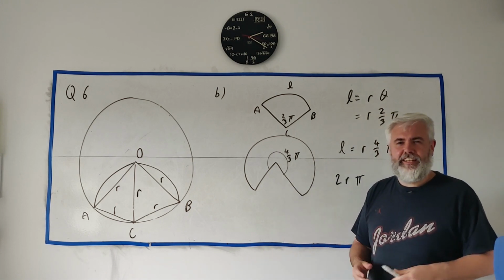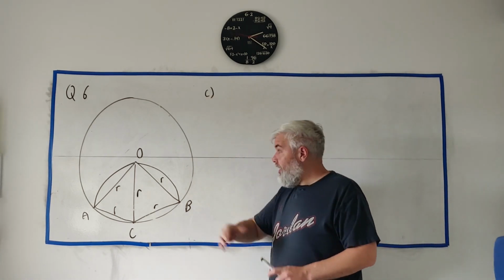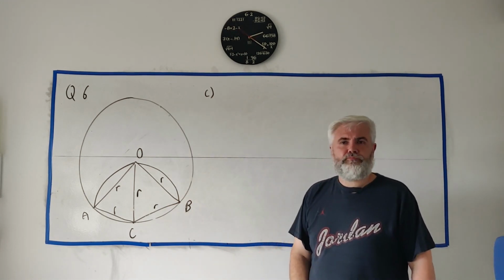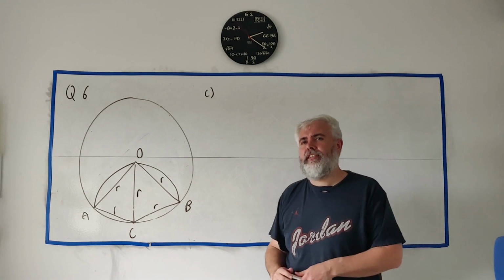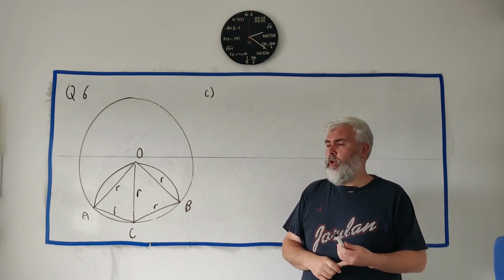Okay, let me rub this out and I'll do part C, and that's the first question that's actually hard. I think it's 5 marks. Part C asks us to find the area of the shaded region, which again is the top half here. And they give us a little hint. They say the answer is in terms of pi, r, and square root of 3.